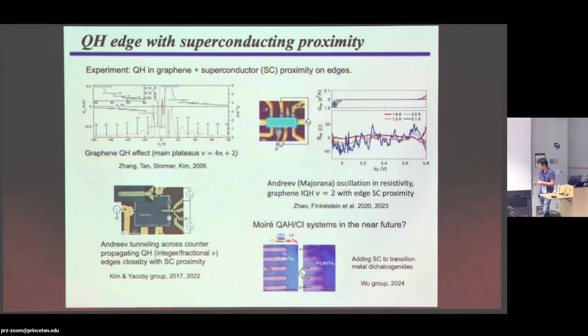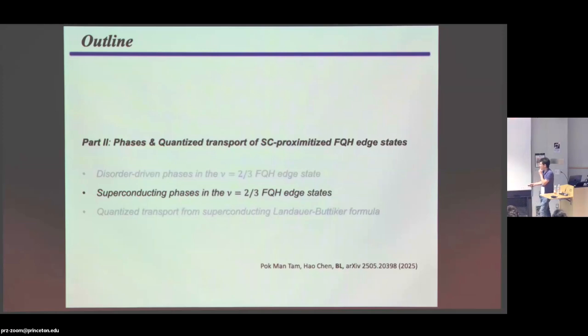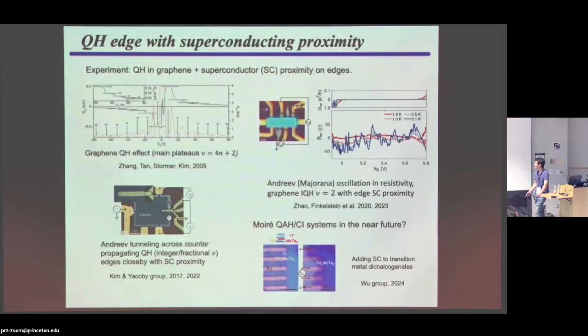Okay, so now basically what we are interested in is to generalize the story to superconducting fractional quantum Hall edges. Part of the reason is that in recent decades, there has been lots of progress in adding superconductivity to the fractional quantum Hall edge states. Although the magnetic field in the fractional quantum Hall state tends to kill the superconductivity, as long as your upper critical field for the superconductor is large enough, you can still induce proximity in the fractional quantum Hall edge.